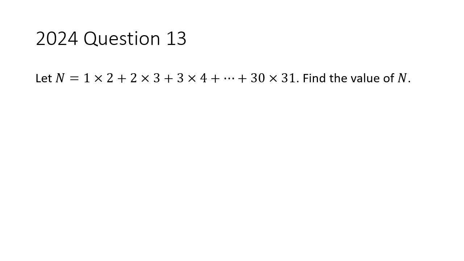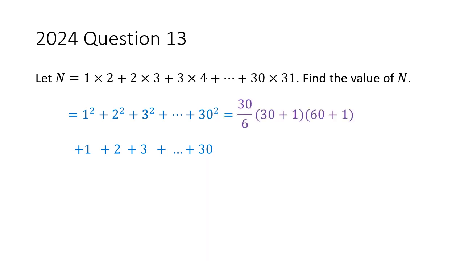So the trick here is we're going to split 1 times 2 to be equal to 1 squared plus 1. 2 times 3 is the same as 2 squared plus 2. 3 times 4 is equal to 3 squared plus 3, and so on and so forth until we reach 30 squared plus 30. So the sum of squares is given by the formula n over 6 times n plus 1 times 2n plus 1. So that would be this.